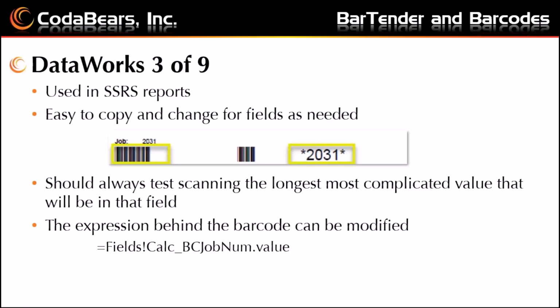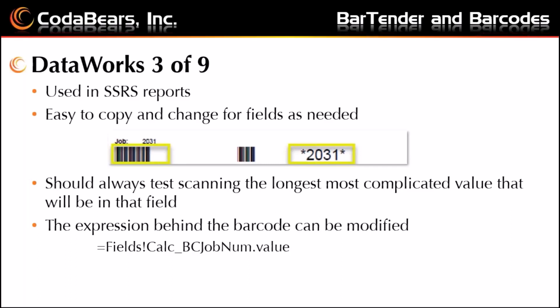barcode scanner. You should always test scanning the longest, most complicated value that will be in that field. And here we can see the expression behind it, and it can be modified so that you have the fields for the assembly.value or whatever you want for a new barcode on your SSRS reports.